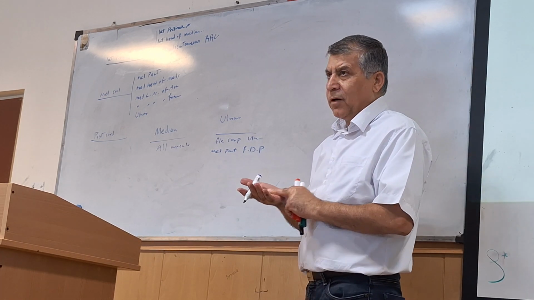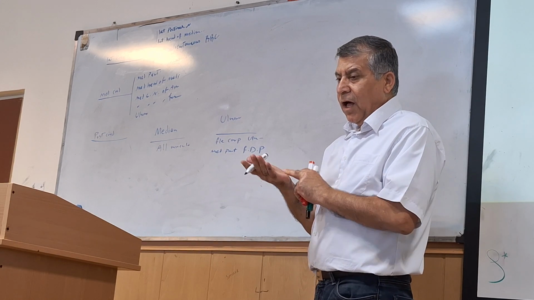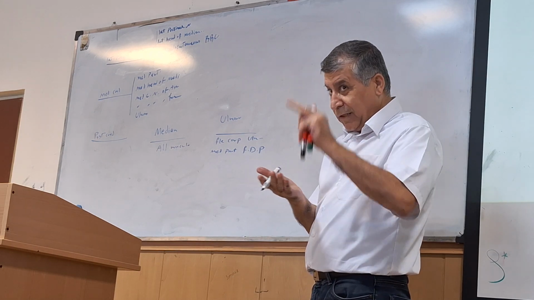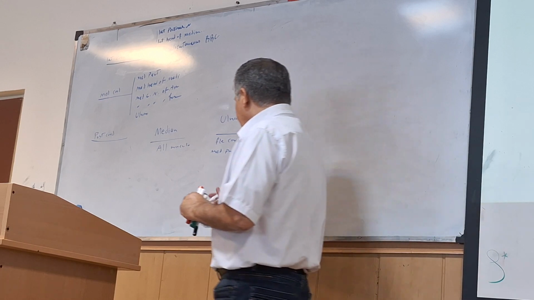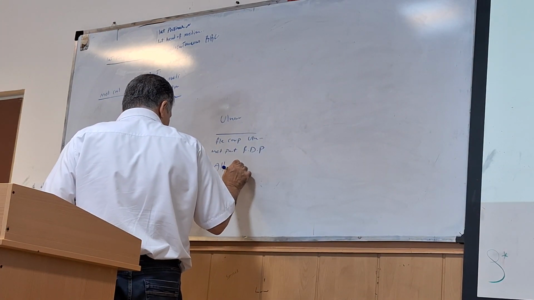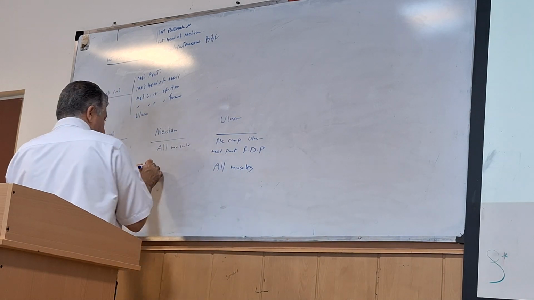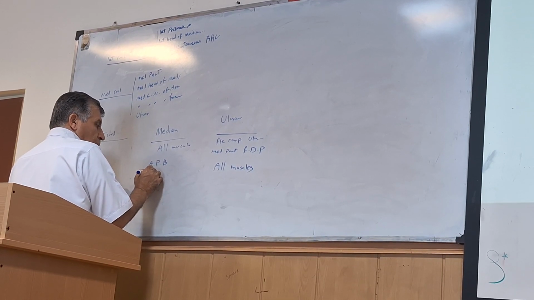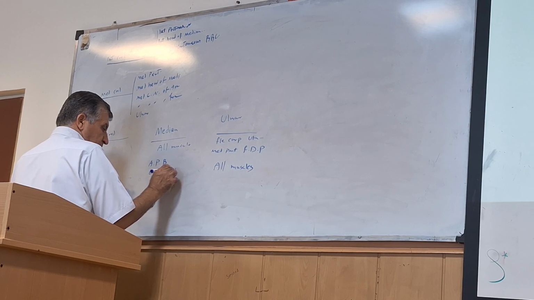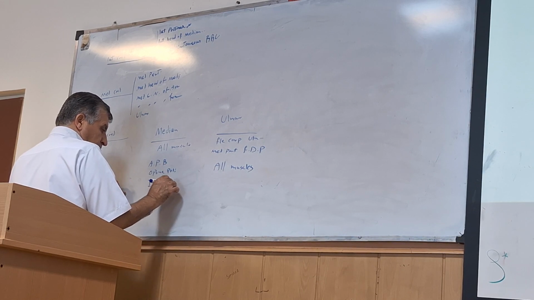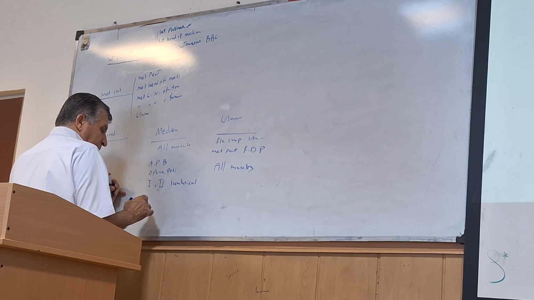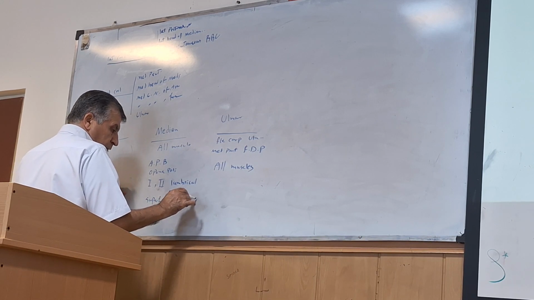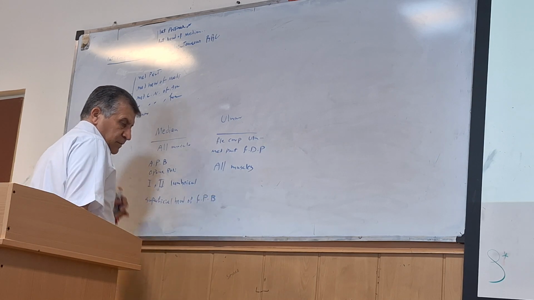Palmar muscles. All palmar muscles are innervated by the ulnar nerve, except abductor pollicis brevis, opponens pollicis, the first and second lumbricals, and the superficial head of flexor pollicis brevis. Okay?